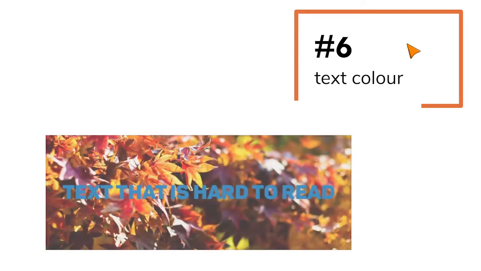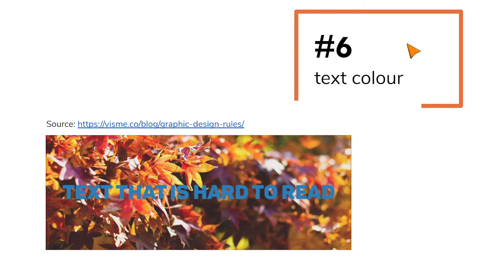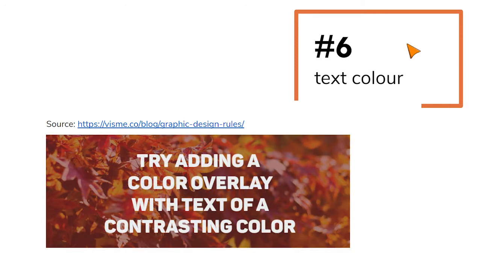Then we have a big pet peeve of mine, which is not making the text visible. That includes selecting a yellow text color against a white background, or text over photos that are too high in contrast or too similar in color with the text, as shown here. For the latter case, there is an easy fix that I will show you on Canva.